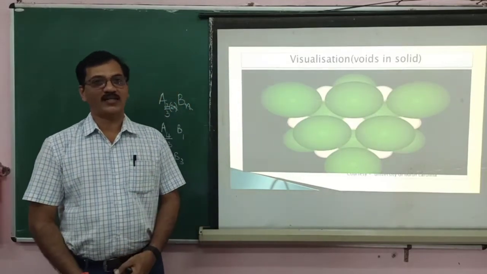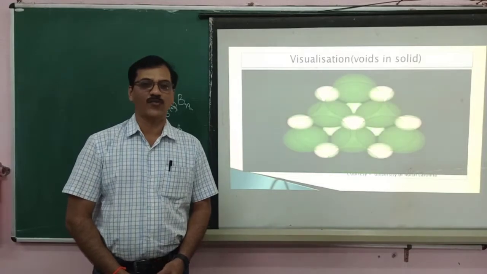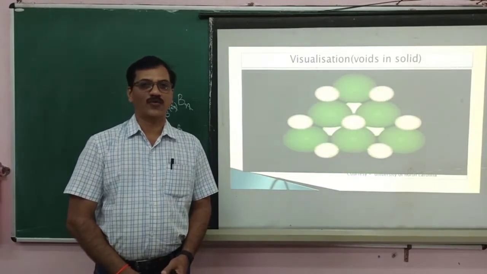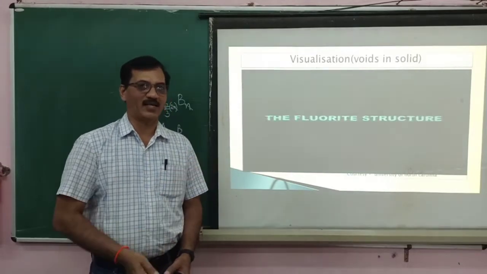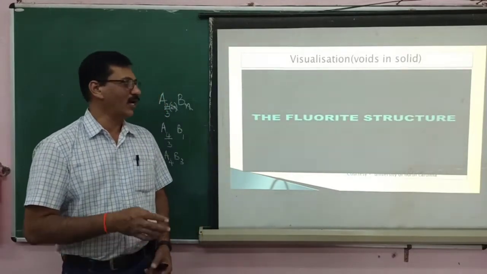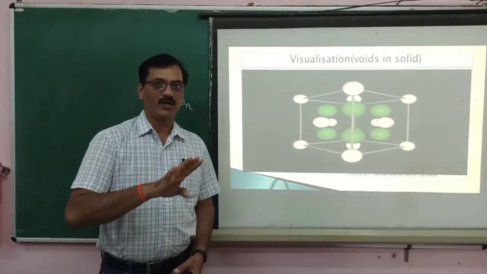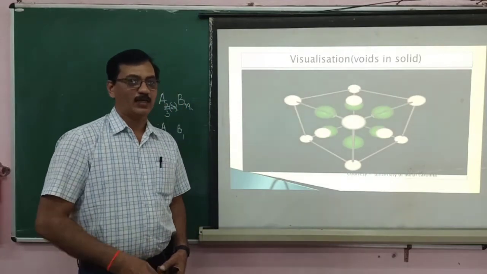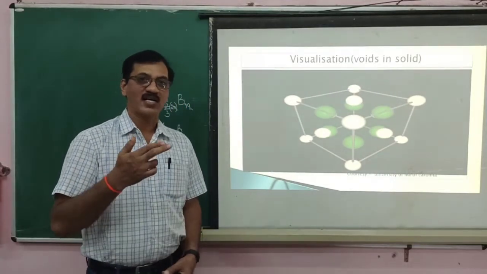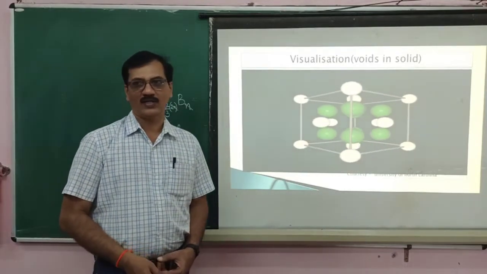So how many edges are there? 12 edges are there. So 1/4 of 12. So 1/4 of 12 is 3, and one hole inside the unit cell. Therefore, there are 4 octahedral voids. So there are 4 particles in FCC and 4 octahedral voids are there. That means if there are n number of particles, n number of octahedral voids will be there. So this is the way we have to understand about it.